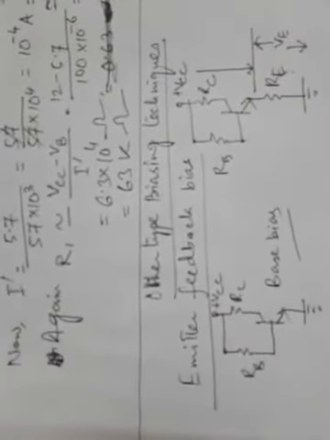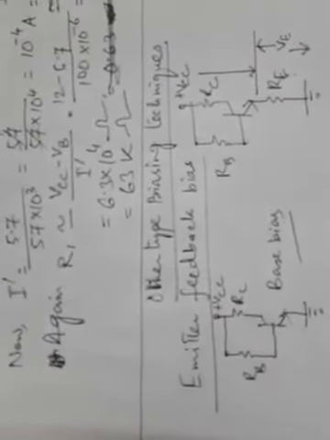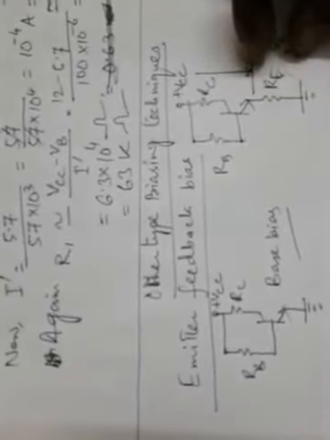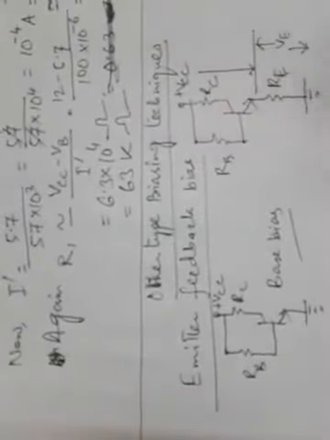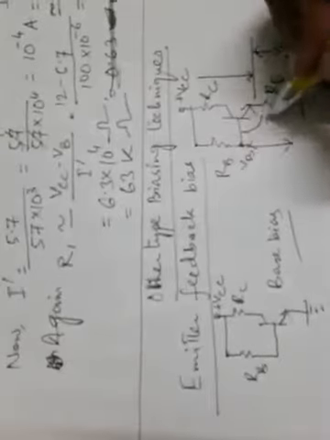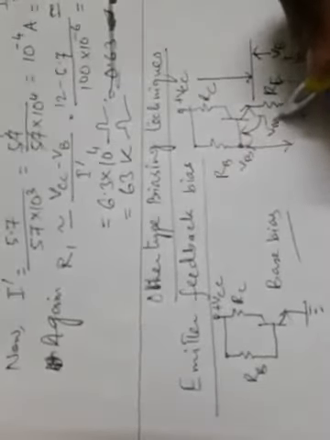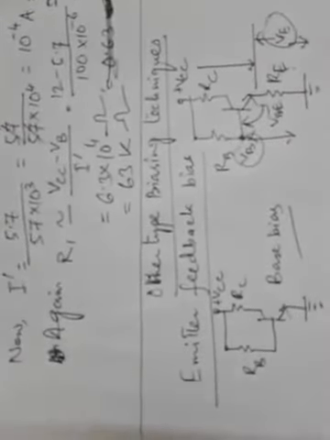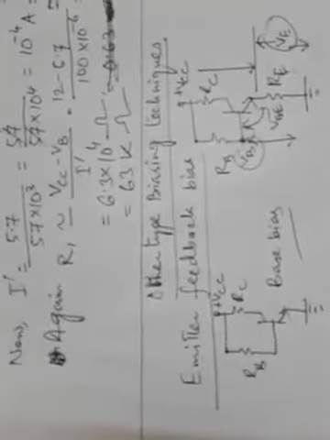So it will cause VB to increase, and as a result, if VE is increasing, that means VE plus VB is the total VB. Total VB is measured with respect to ground. So this VB is VE plus VB. Now if in this case VE is increasing, VB will increase, and more VB means less voltage across RB.